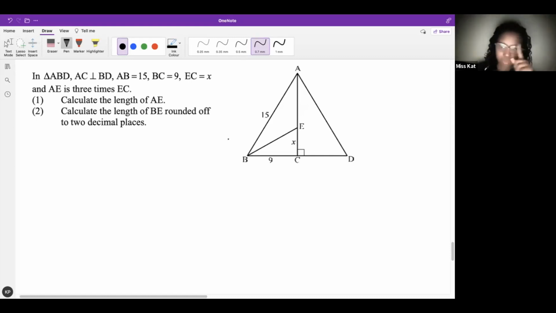Abu says CD is 9. No, we don't know that. We don't know if it bisects BD. Look carefully, guys. If EC is x, which we've written there, how long is AE?